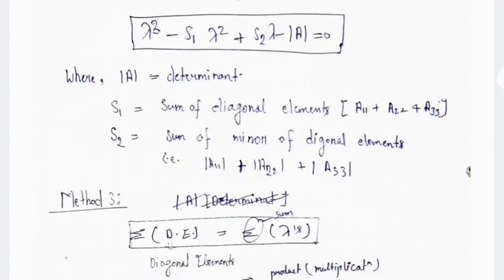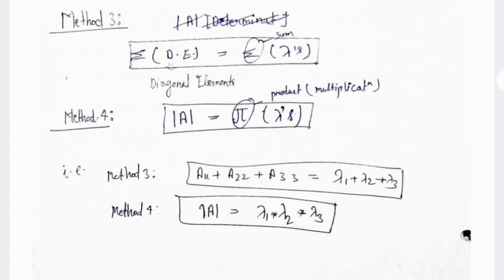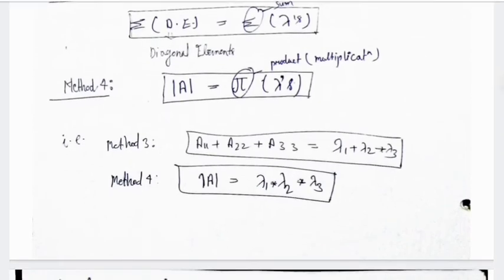Now the third method is defined by the properties we already discussed, that the sum of the diagonal elements is equal to the sum of all eigenvalues, and the fourth method is based on the determinant being equal to the product of the eigenvalues.